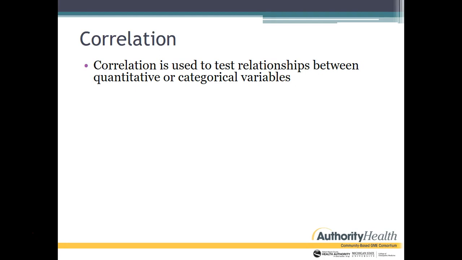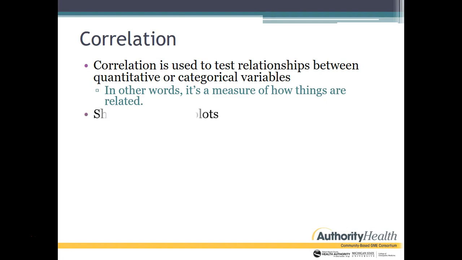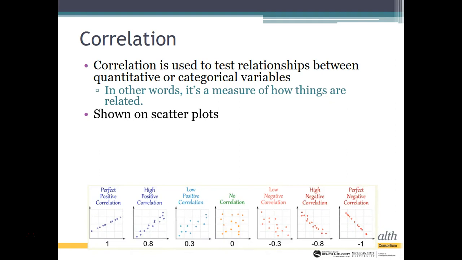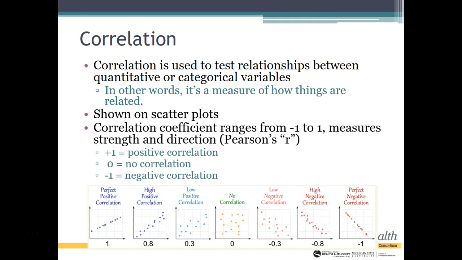All right, let's blow through correlation real quick. I'm sure you guys are ready to be finished. It's just a way to test relationships or associations between quantitative or categorical variables. So in other words, a measure of how things are related. And you all know it's shown on scatter plots. So here we have from a perfect positive to a perfect negative correlation shown. And just remember the correlation coefficient, the R, ranges from -1 to 1, and it does measure both strength and direction. So a positive 1 would be a perfect positive correlation, and a -1 is a perfect negative correlation, and 0 is none, and then everything in between.